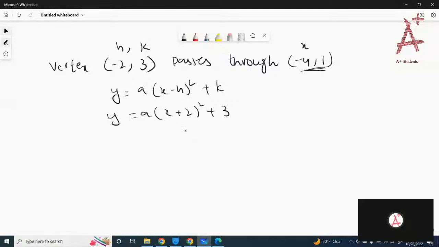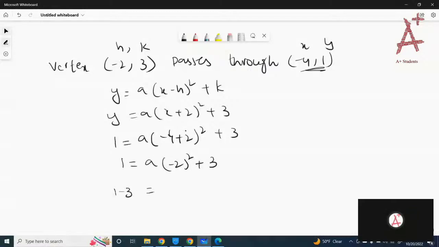This is x and this is y. Just substitute the point. y is 1 equals a, x is negative 4 plus 2 whole square and plus 3. So it would be 1 equals a, negative 4 plus 2 is negative 2, and negative 2 square plus 3. Shift the 3 to the other side, it would be 1 minus 3. So 2 square is 4. Negative 2 equals a times 4, divide by 4, it would be negative 2 over 4 equals a. So a equals negative 1 over 2.